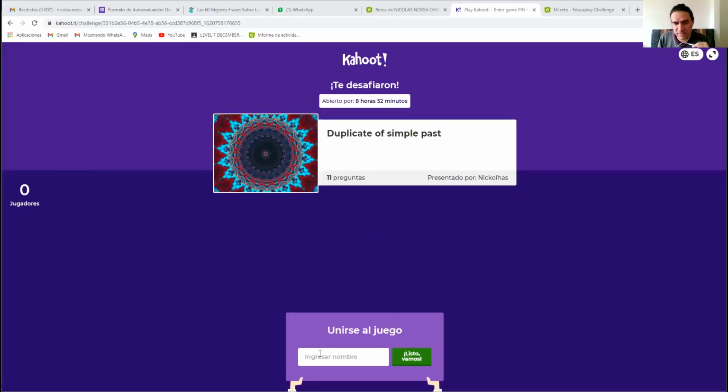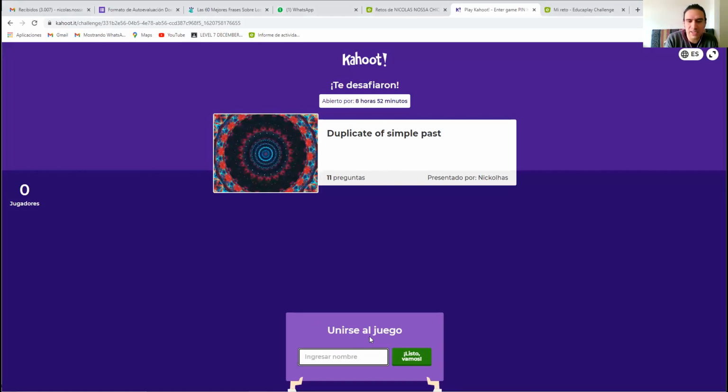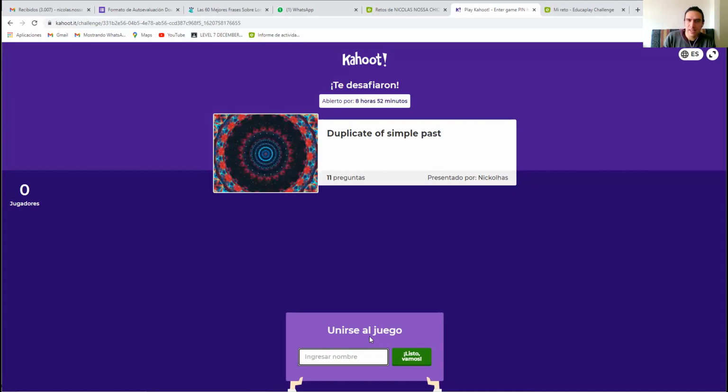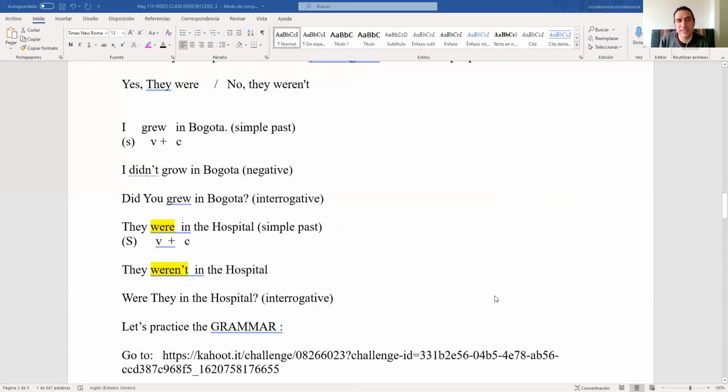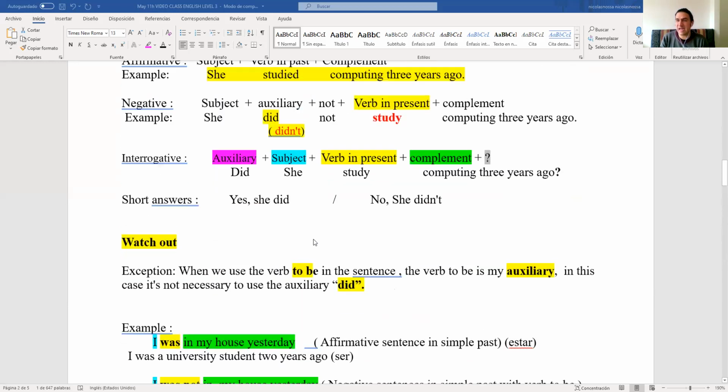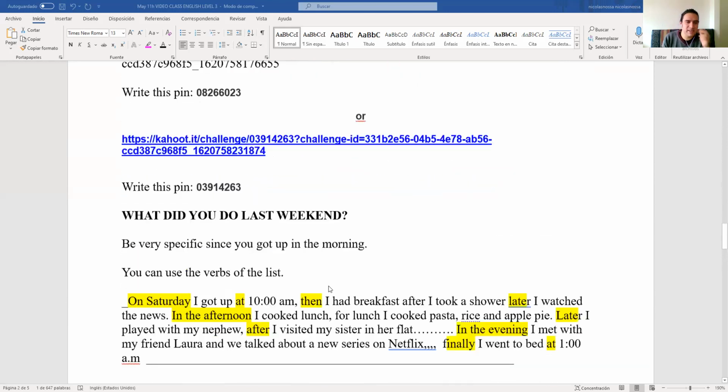Simplemente le dan clic al link y les abre de una vez la pantallita, ¿sí? Ahí creo que ya no tienen ni que poner el pin, solo ingresan su nombre, ¿listo? Aquí sí es importante que ingresen su nombre para poder revisar la actividad, ¿ok? Listo. And the last part, esa sería la última actividad, sorry. Listo, eso sería para practicar un poquito esa gramática del simple past, all right? Be careful with the reglas, para revisar las reglas, hagan el ejercicio allí con calma.